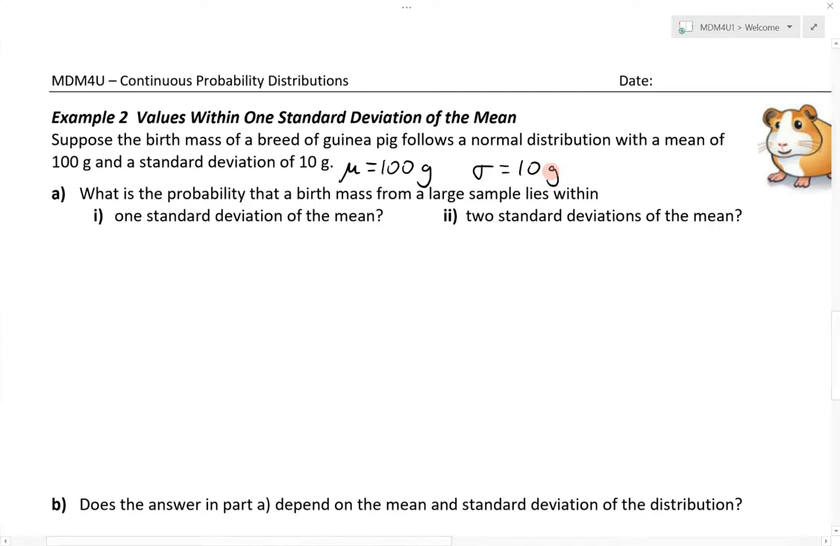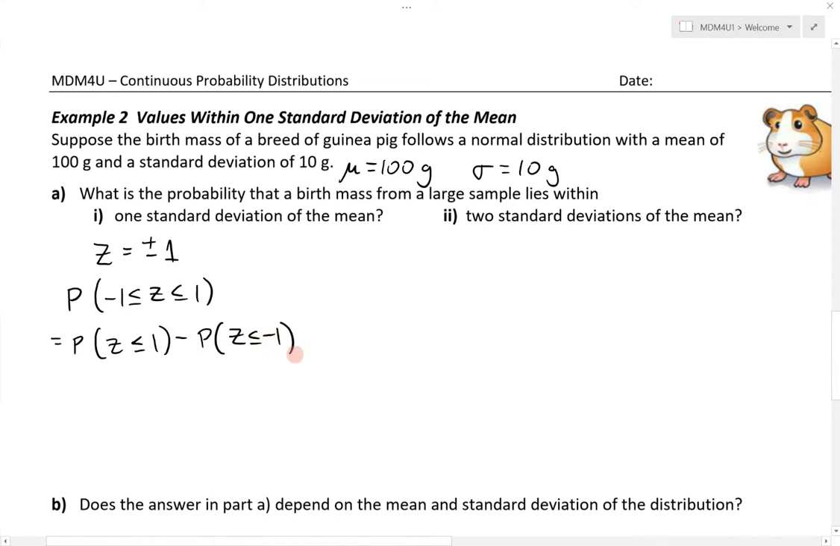So part A: what is the probability that a birth mass from a large sample lies within 1 standard deviation of the mean? So Z is going to be equal to plus or minus 1. So what's the probability that Z is between -1 and 1? Well, that's really what the question's asking: 1 standard deviation from the mean value. So I'm looking for the probability of Z being less than or equal to 1 minus the probability of Z less than or equal to -1.